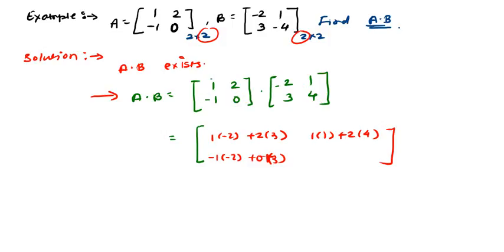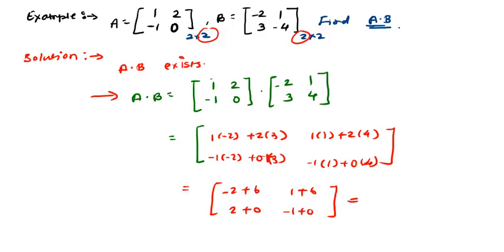Then the next entry, second row and second column. See what will happen. This will be minus 1 into 1 plus 0 into 4. So which is what? Minus 2 plus 6. This will be 1 plus 6. This will be 2 plus 0, and this will be minus 1 plus 0, which implies this will be 4, 2, 7 and minus 1. So this is our required matrix A into B, and it is of order 2 by 2.